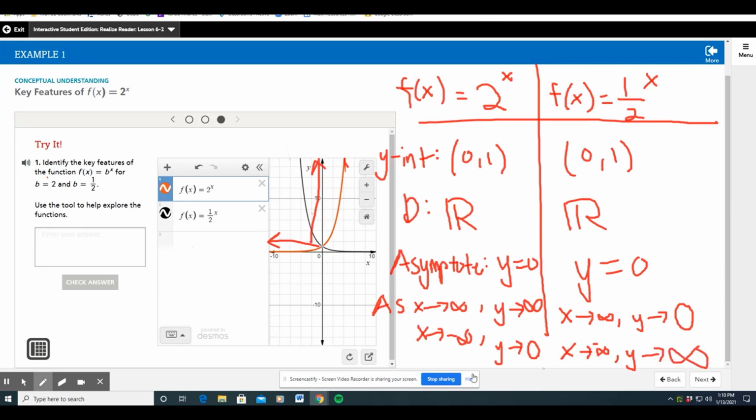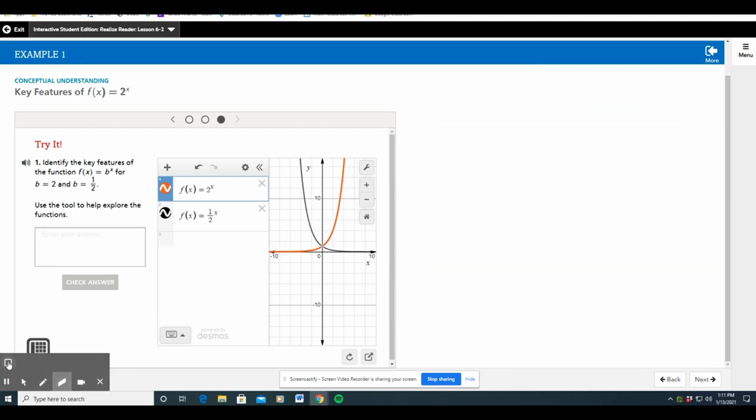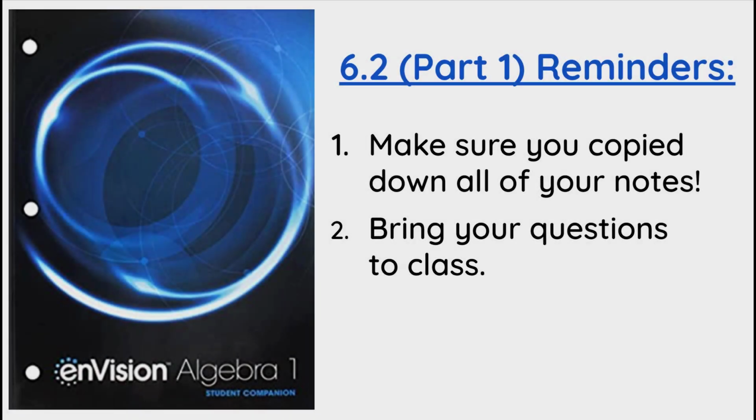This is a portion that is confusing and it takes a lot of practice. So I would copy it down and then ask questions when you get there, okay? So that's example 1. Try it in your book. And that's it for 6.2 part 1. Make sure you copy down all your notes and bring your questions to class.